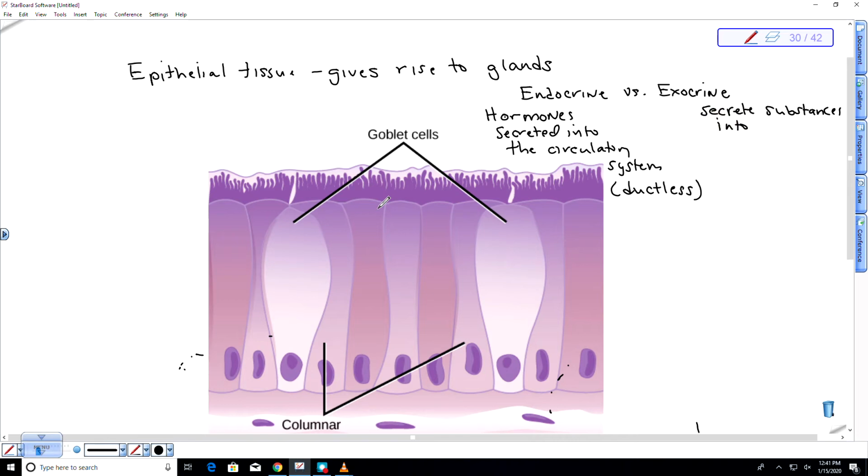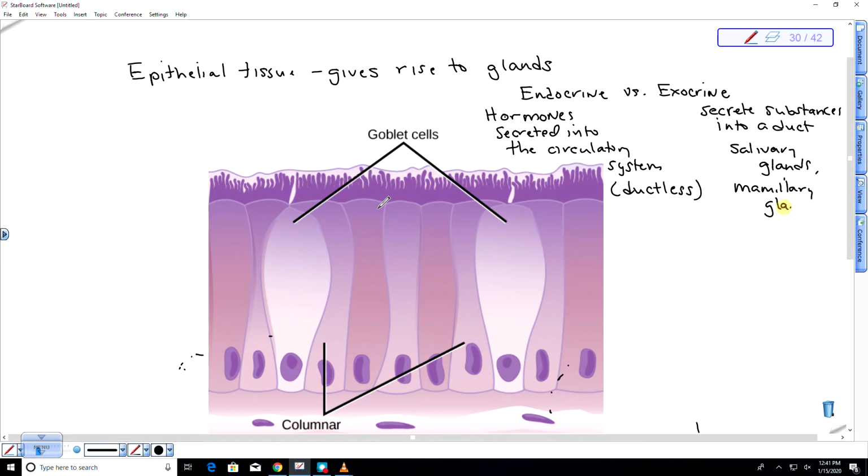What is an example of an exocrine gland? That duct then transports the substances to where they need to be. The adrenal gland is actually part nervous tissue and it's part endocrine. A good example would be like salivary glands. We can also talk about mammary glands, which produce milk.